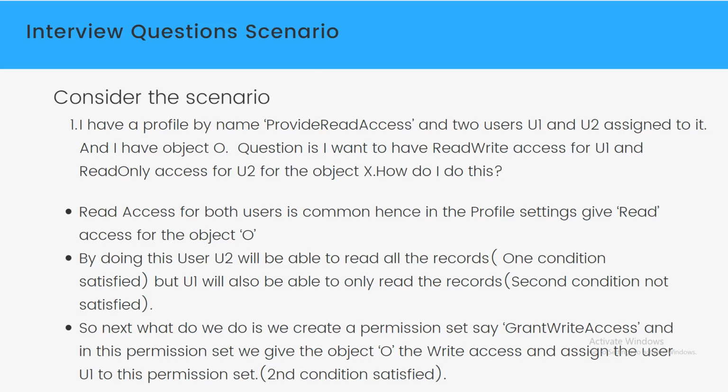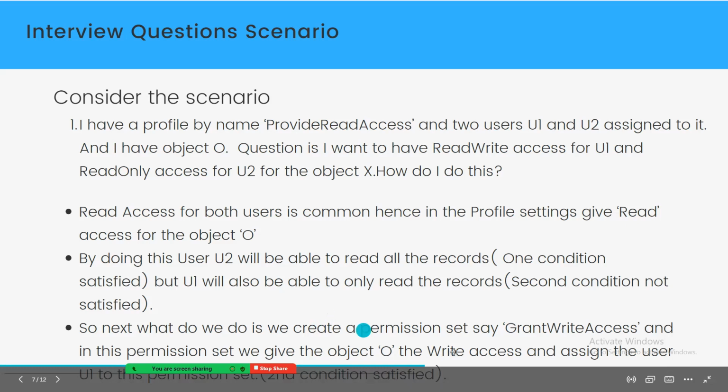सेकंड कंडीशन भी सेटिस्फाई हो गई, तो अब क्या होगा कि जैसे ही हमने वो परमिशन सेट वी असाइन इट टू द यूजर, तो अब वो यूजर apart from reading those records, he will also be able to edit those records, like right grant right access जैसे हमने बनाया.